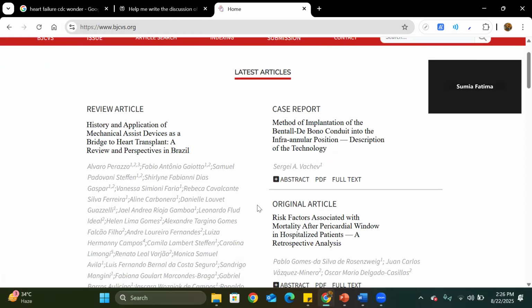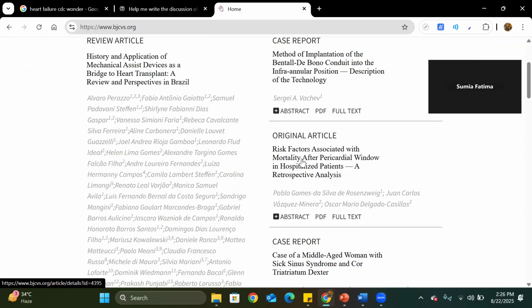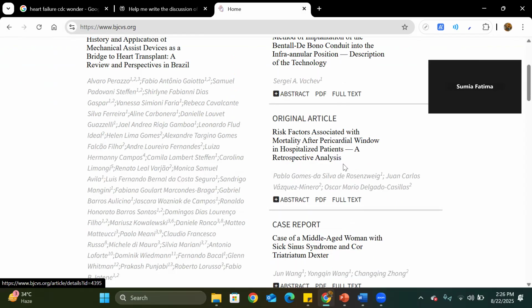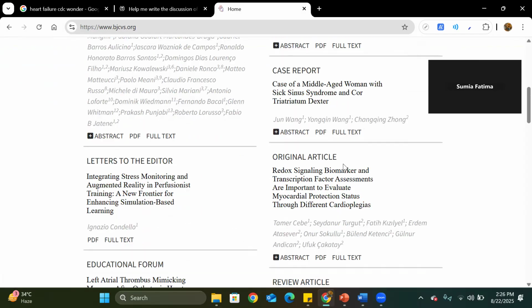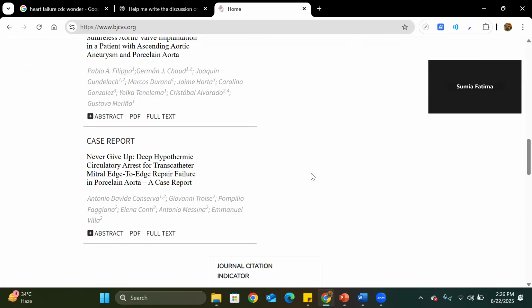Okay, now let me see here. It's a review article on the history and application of mechanical assist devices as a bridge to heart transplant. Okay, and what about the original article? Risk factors associated with mortality after pericardial window in hospitalized patients, and what more? Redox signaling biomarkers. It's a little bit difficult stuff.